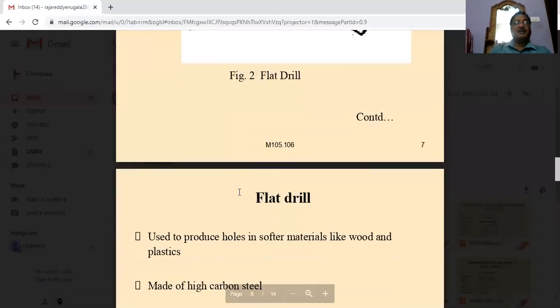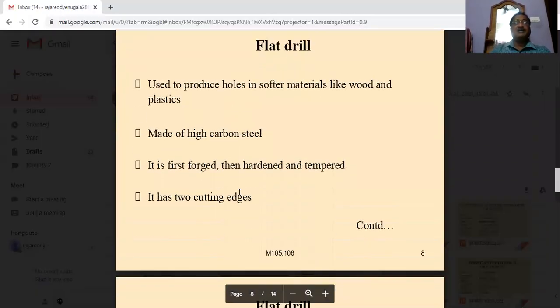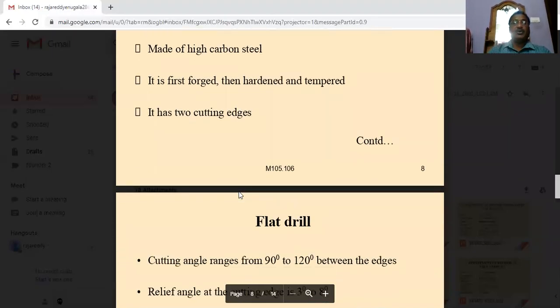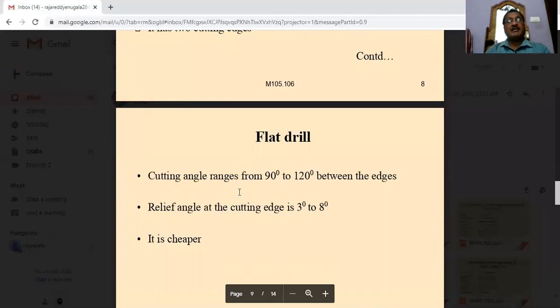It is made up of high carbon steel. It is first forged, then hardened and tempered. Heat treatment is given: hardened and tempered. It has two cutting edges, and the cutting edge lip angle may be 90 degrees to 120 degrees. The relief angles are 3 degrees to 8 degrees. Comparatively, it is cheaper.